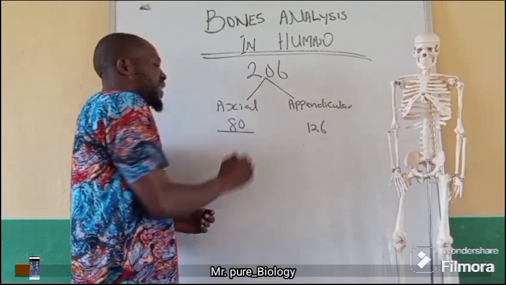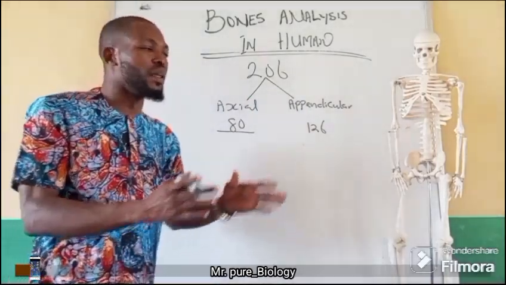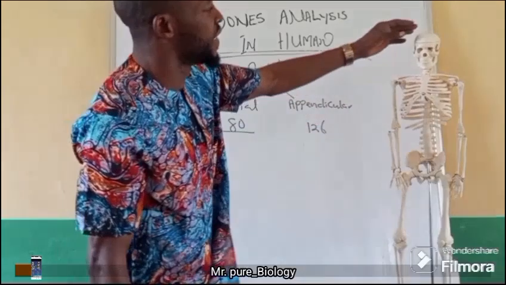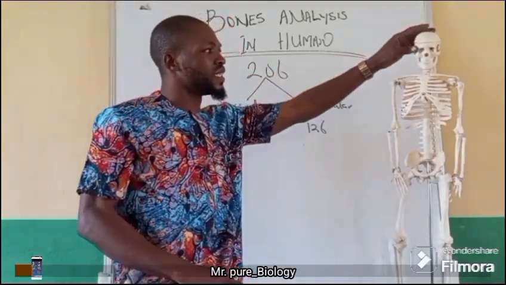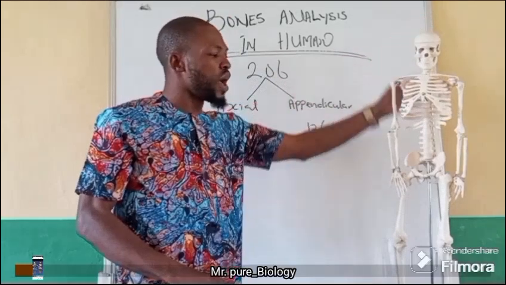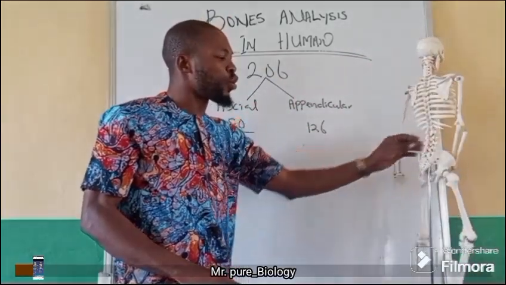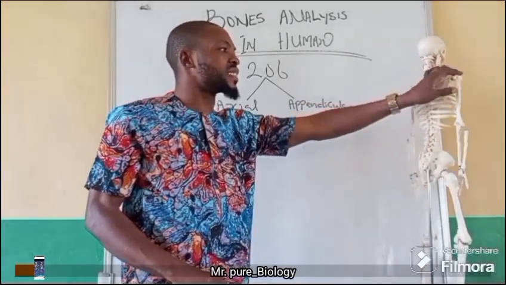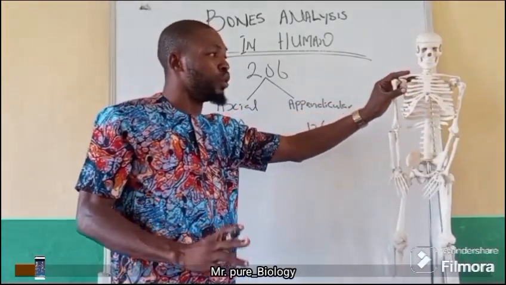This axial skeleton is the type of skeleton that is found in the mid or central part of the skeleton. As we can easily see now, this is the human skeleton. The part of the skeleton that is found in the mid part, starting from the skull and ending at the coccyx, is what we call the axial skeleton, and they are just 80 bones.